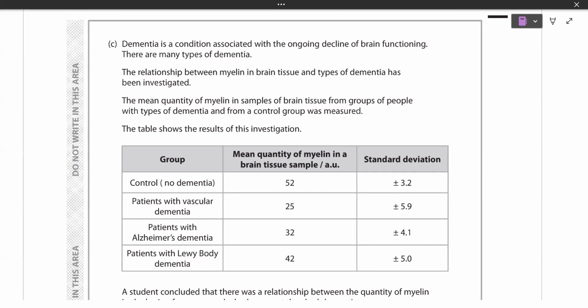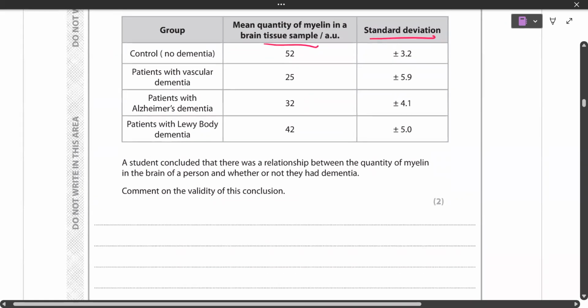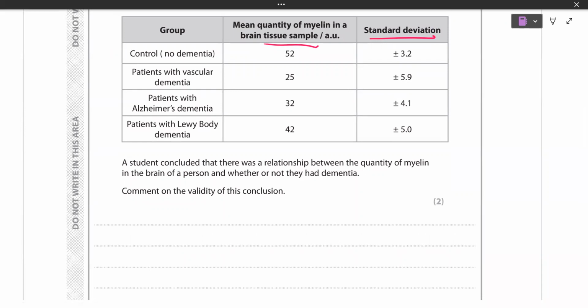In front of us are a control group, patients with vascular dementia, patients with Alzheimer's dementia and patients with Lewy body dementia. It gives me here the mean quality of myelin in a brain tissue sample, and here it gives me the standard deviation. Okay, the student concluded that there was a relationship between the quantity of myelin in the brain of a person and whether or not they had dementia.